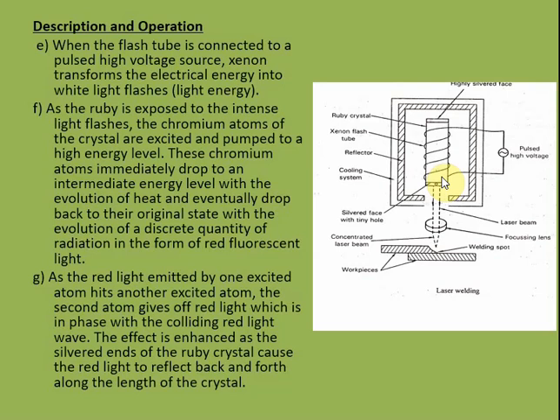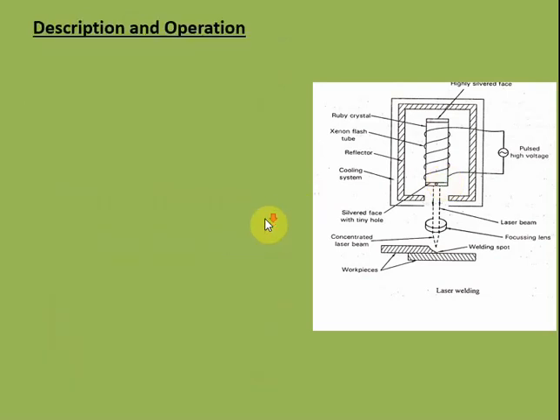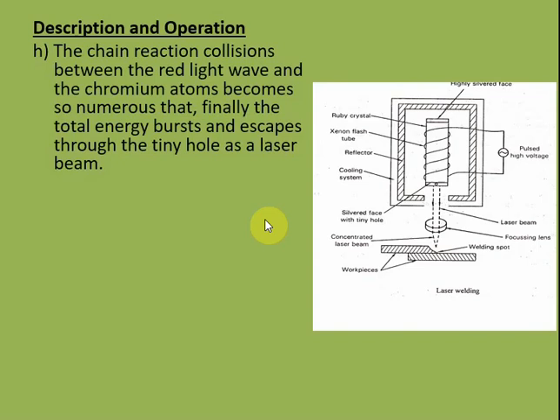When it reaches near the silver coated end, it will reflect back, and finally what happens is the chain reaction collision between the red light wave and the chromium atoms becomes so enormous that the total energy bursts and escapes through the tiny hole. So ultimately, after bombarding all the atoms and emitting the red light, a very high intensity red laser light will emerge out through this hole provided at the bottom.